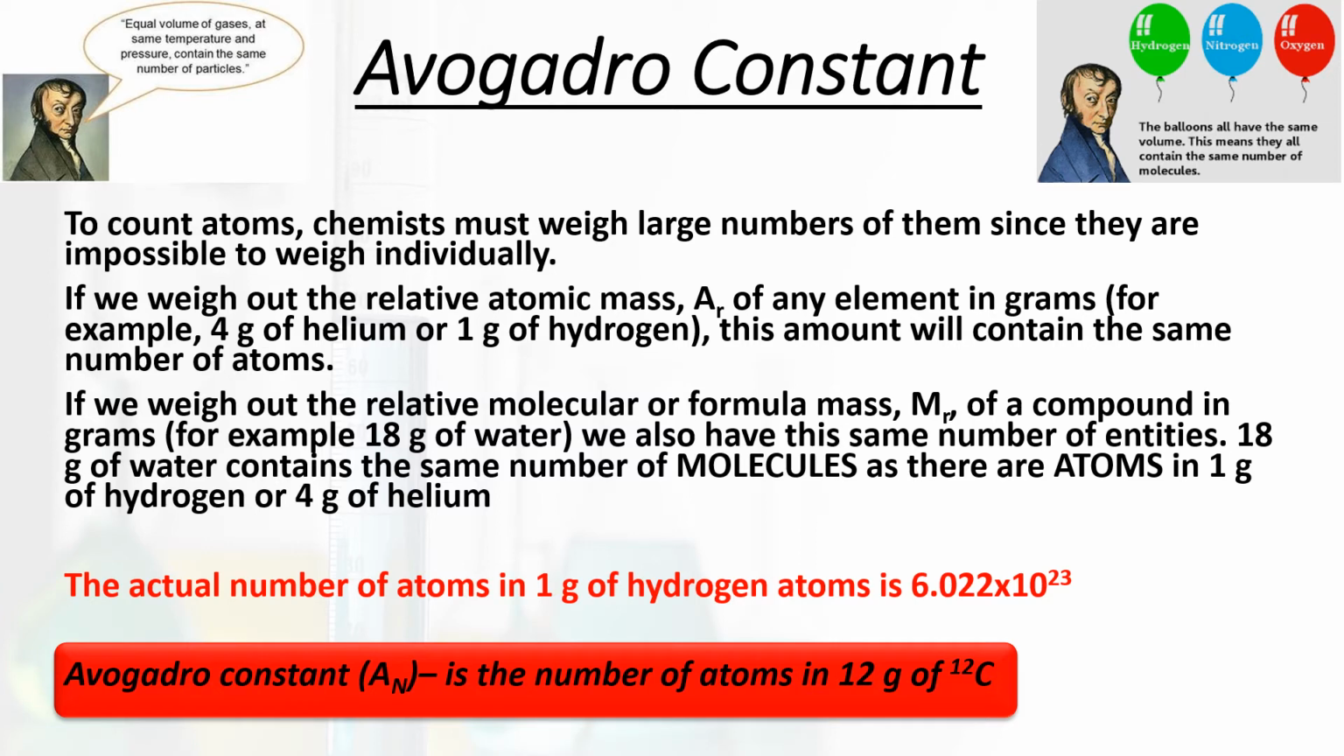Now what we actually mean is that 18 grams of water contains the same number of molecules as there are atoms in 1 gram of hydrogen or 4 grams of helium. It's an important distinction to get right. If we're talking about a single atom, a single element, then if we weigh out the atomic mass, all of those amounts will have the same number of atoms. So 4 grams of helium has the same number of atoms as 1 gram of hydrogen.